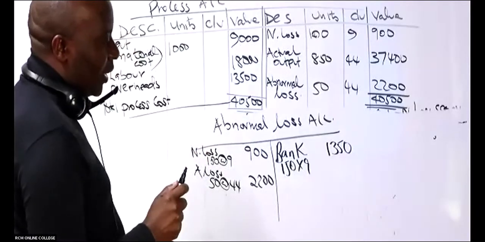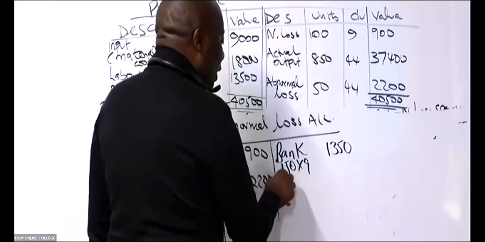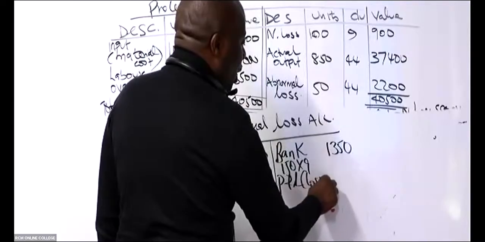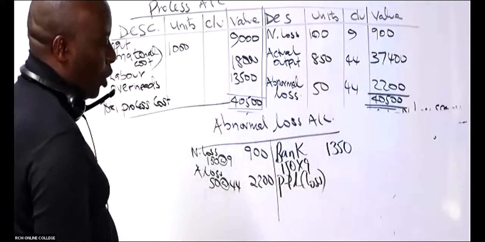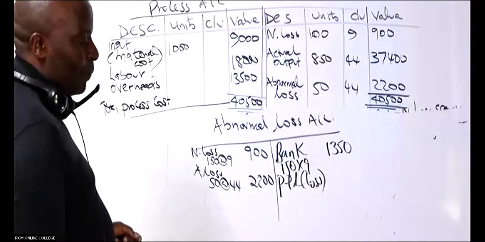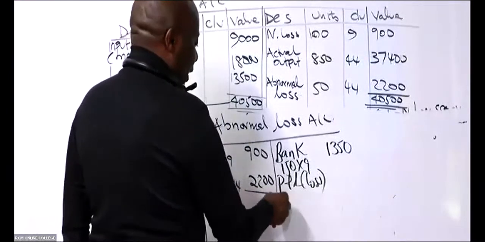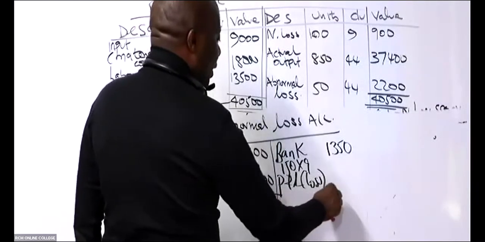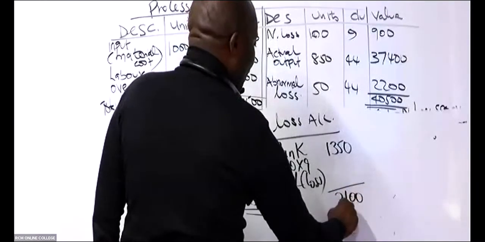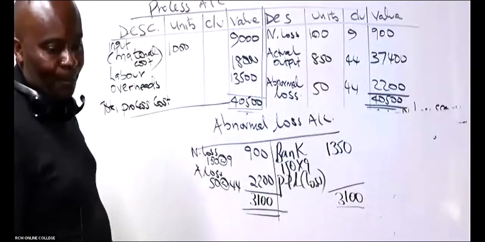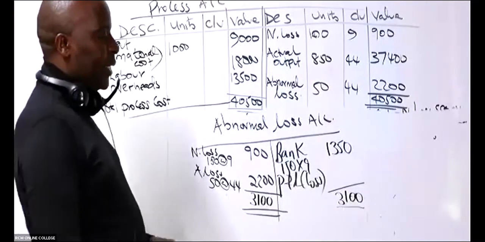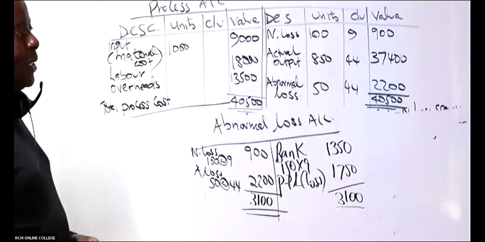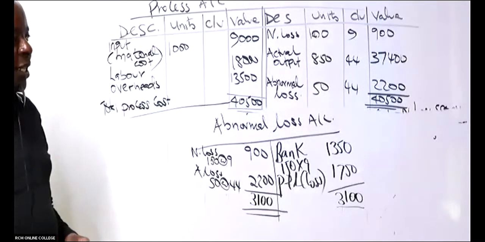So this will be a loss. The loss here, we shall take to the P and L, the loss on disposal. Loss on disposal will be the balancing figure. So we come here and add, and this gives me 3,100. Then what is the balancing figure? The balancing figure, I'm told, is 1,750.